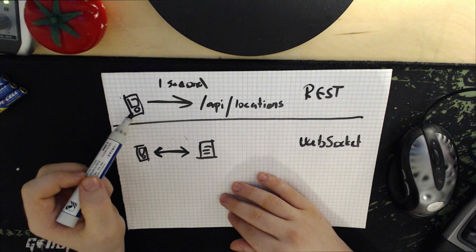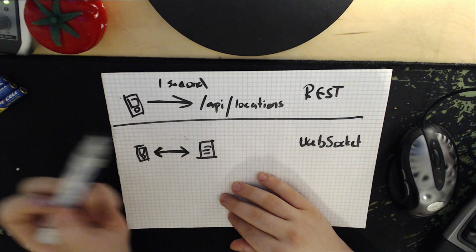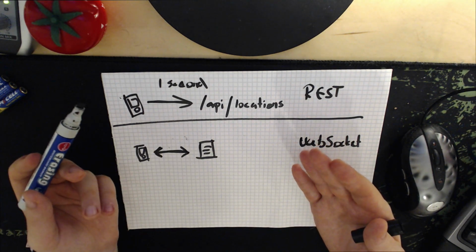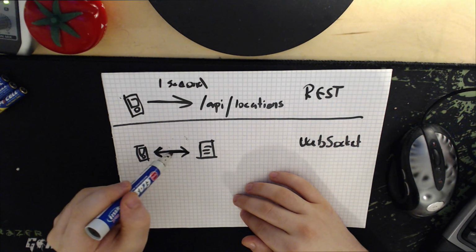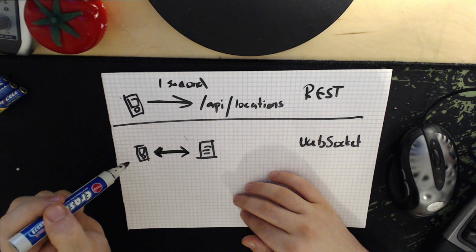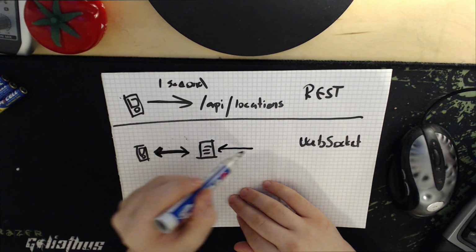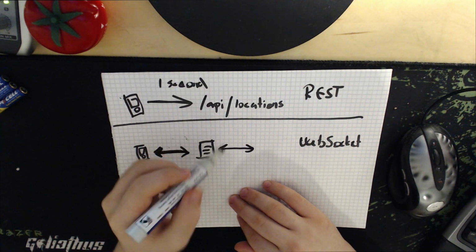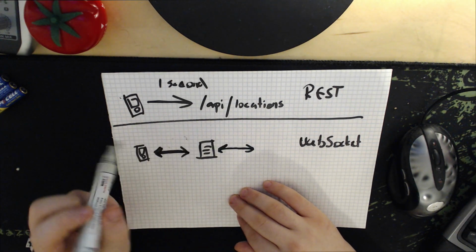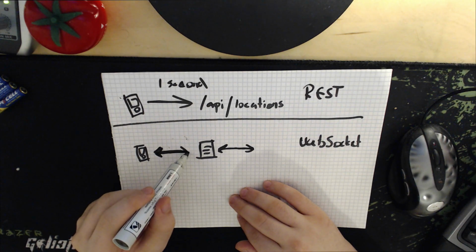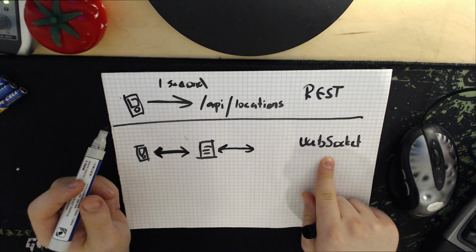So instead of the client constantly asking the server, hey, is there a new location? Is there a new location? And even if there's no updates, now we can update the client and say, hey, there's a new location. Here you go. And again, if our driver here gets a new location, they can just send the new location to the server. And then the server sends the new location to the client here. So that's using WebSockets instead.